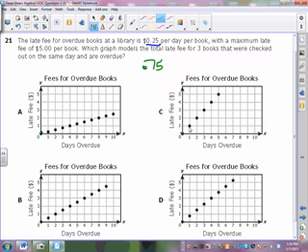Day 1, 3 books, they already owed 75 cents. It can't be that one because that's $1. Can't be that one, that looks like it's not enough. Can't be that one because 1 day is 50 cents. But look here, 1 day, and you see that dot there, it's not quite on 1. 2 days would be another 75 cents, so it'd be $1.50 for 2 days. Okay, 3 days. And this one, 4 days, it'd be $3, so D is the answer.